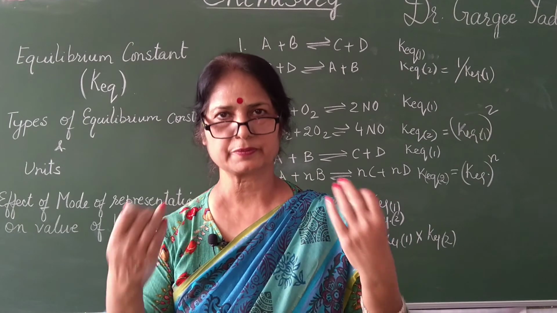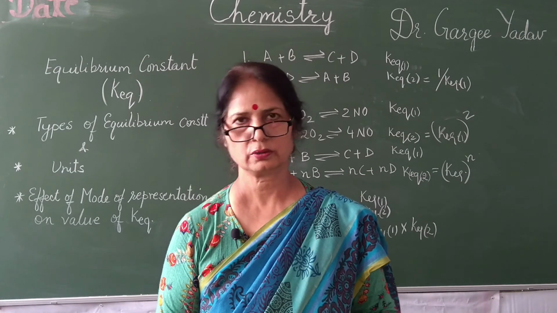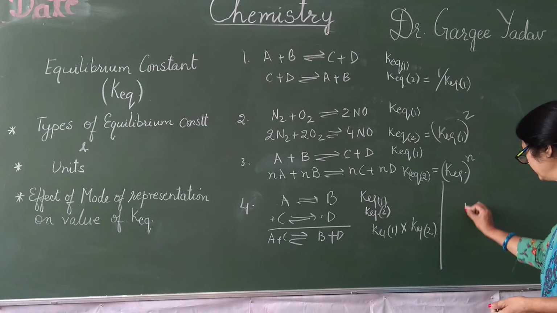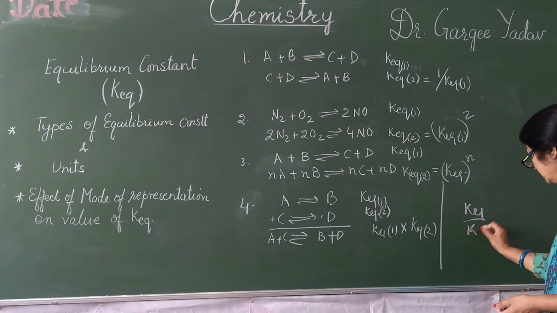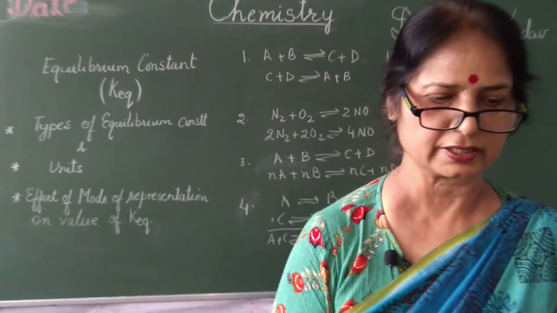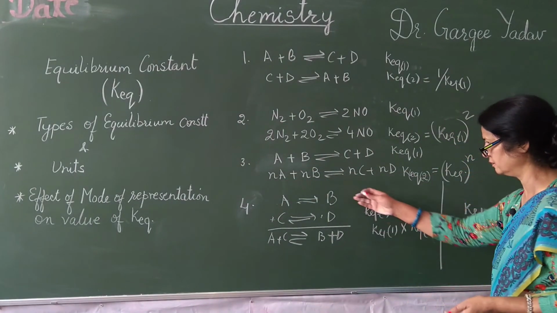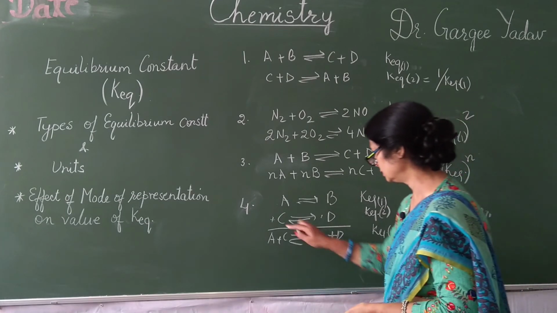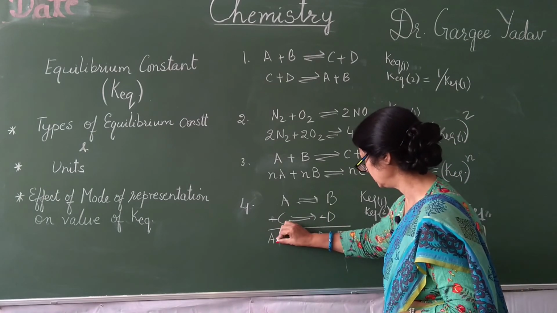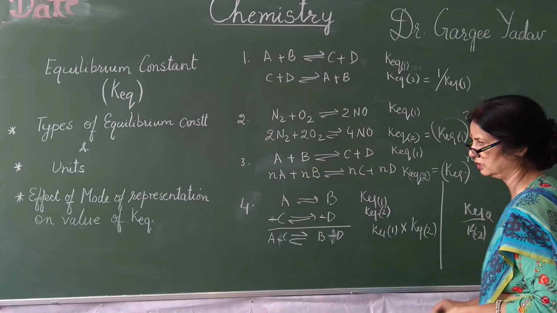And likewise, if you are subtracting two reactions, then the equilibrium constant will get divided. If you are carrying out the subtraction process, then the equilibrium constant would be K1 divided by K2. Suppose it was K1 for this reaction, and if we were subtracting, it would have been A minus C forming B minus D. Then the equilibrium constant will be K1 divided by K2.